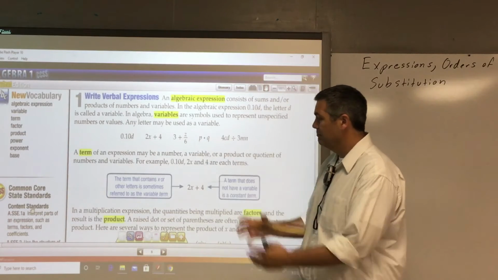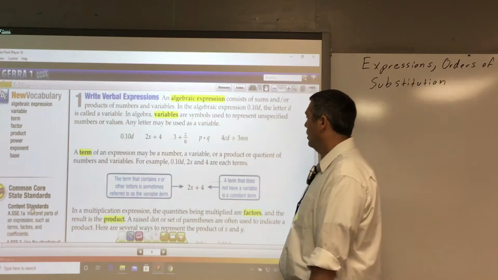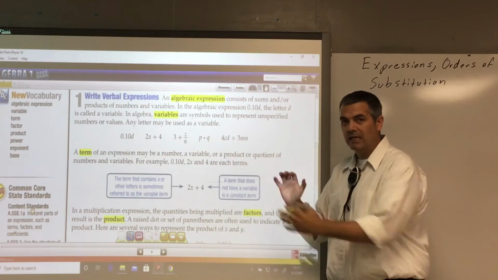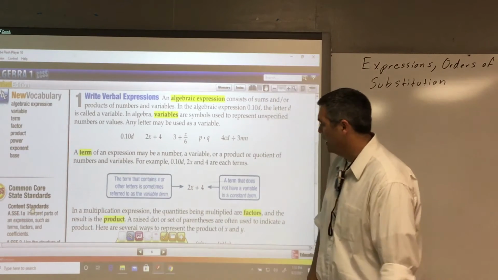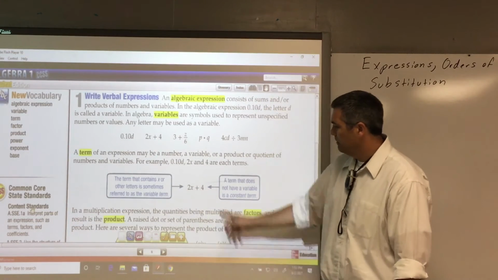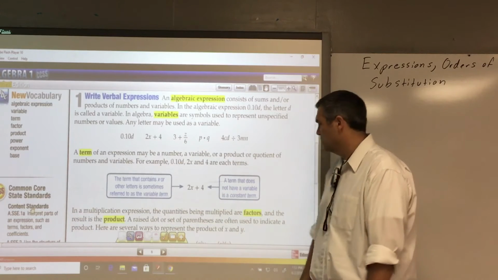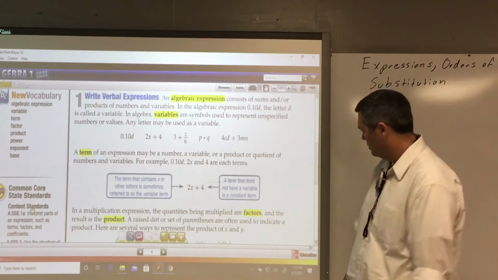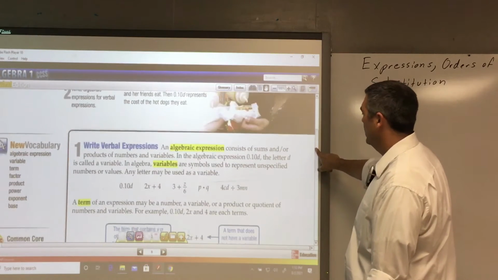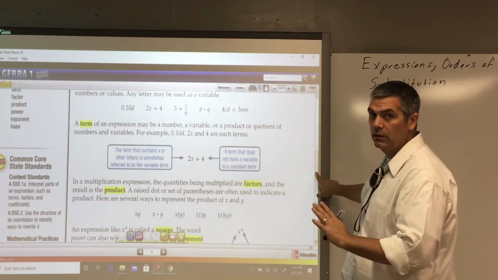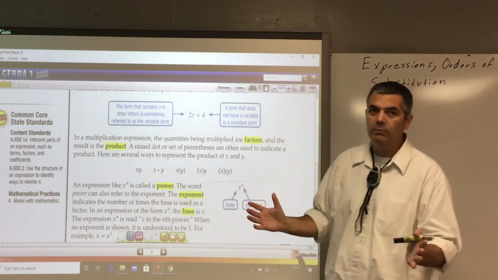P times Q is not two terms; that's one term together. Addition or subtraction is what separates terms. 2x is one term, 4 is a term. The 4 just doesn't have a variable. It's also called a constant term. In all these definitions, you need to understand them so that when I say them, you're like, oh, okay, I understand what we're talking about here.